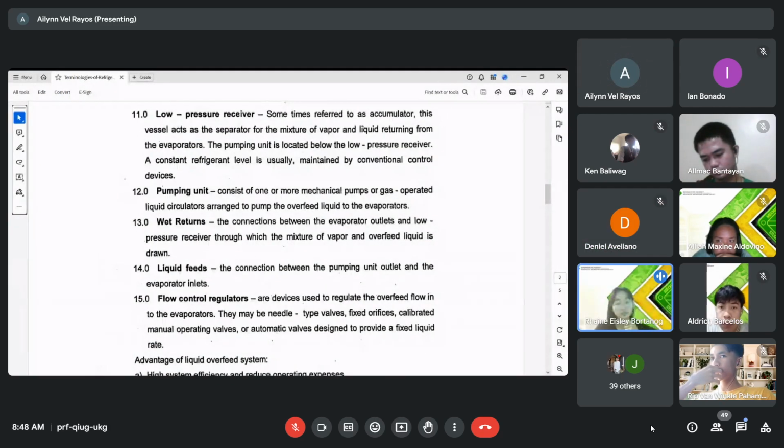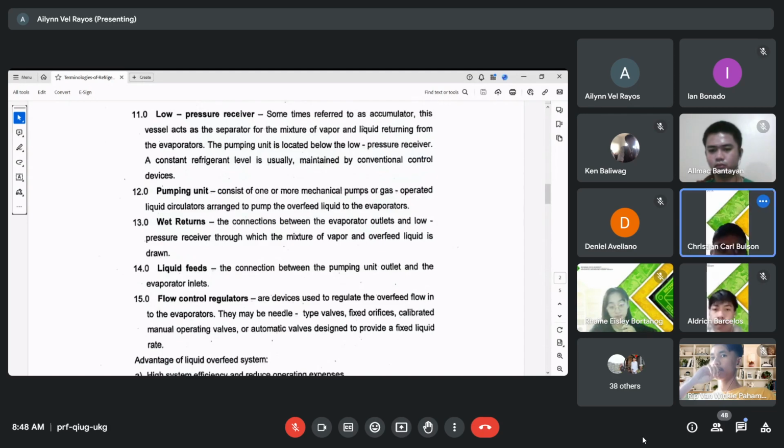Low pressure receiver, sometimes referred to as accumulator. This vessel acts as the separator for the mixture of vapor and liquid returning from the evaporators. The pumping unit is located below the low-pressure receiver. A constant refrigerant level is usually maintained by conventional control devices.